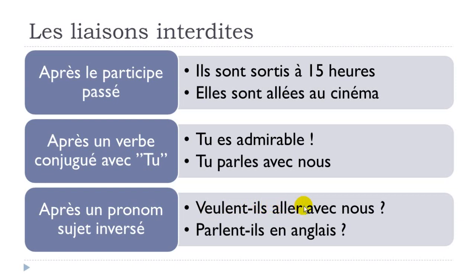Veulent-ils aller avec nous? Okay, exactly the same thing here. Parle-t-il en anglais? Okay, so no liaison after your pronoun, just because the structure is like that. First you've got your verb, then your pronoun, then you don't make a liaison.